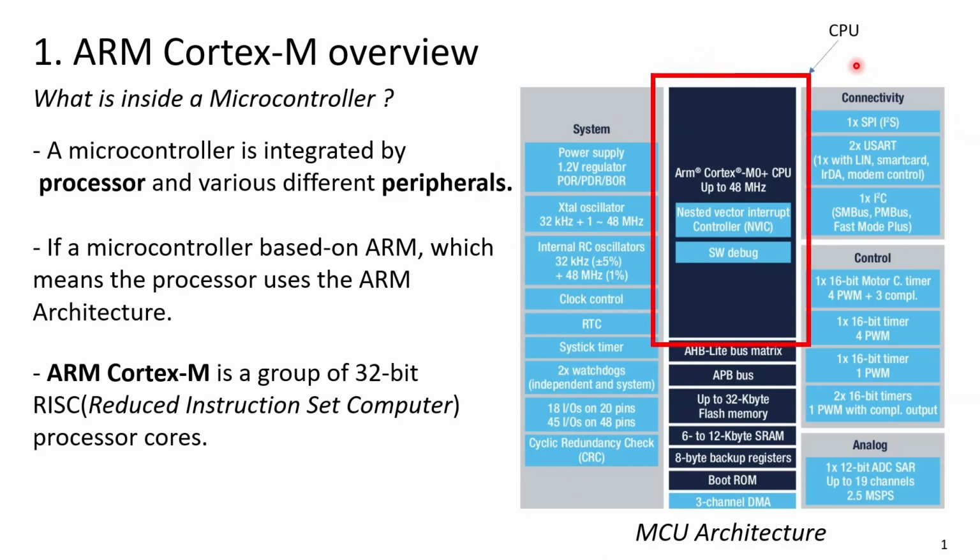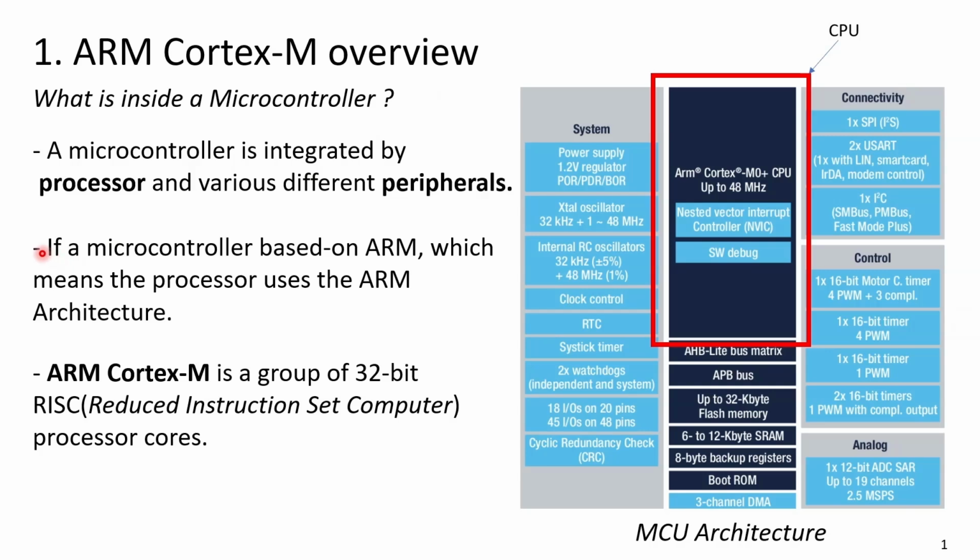Normally we divide them into two parts. The first is the CPU. This one is the CPU. It is ARM Cortex-M0 Plus, and the second is various peripherals like this. It is the rest of the microcontroller. So a microcontroller is integrated by a processor and various different peripherals like this.